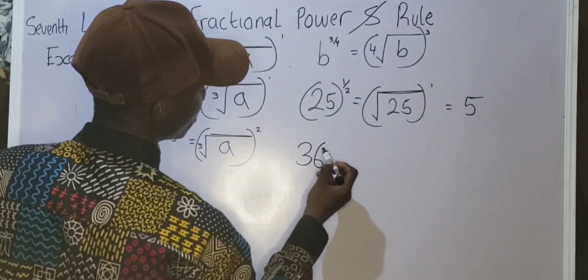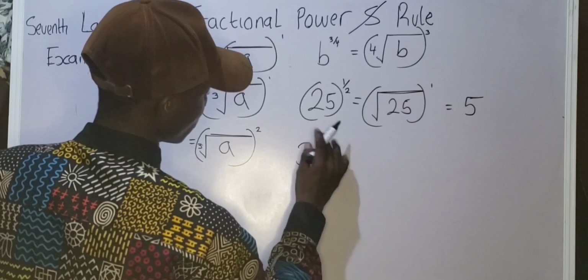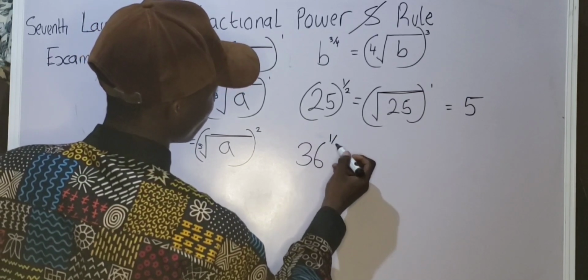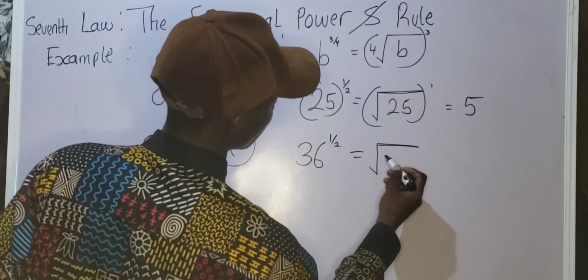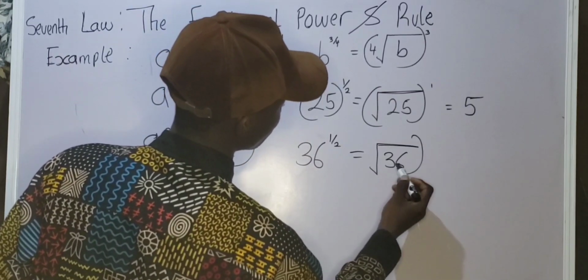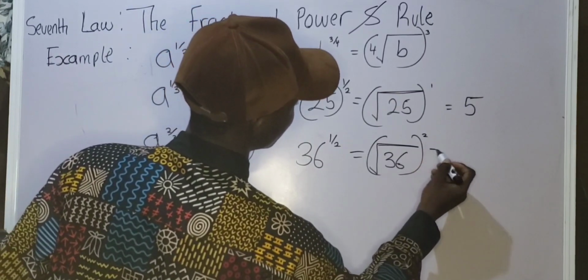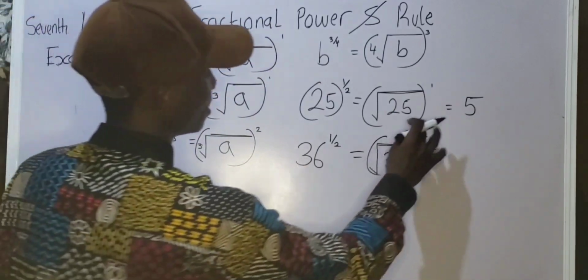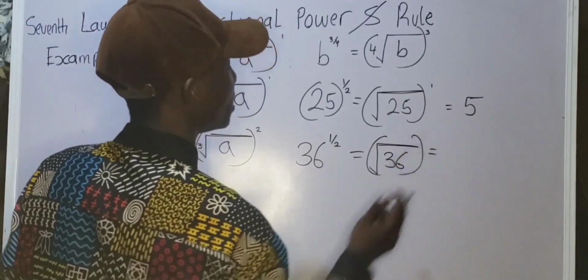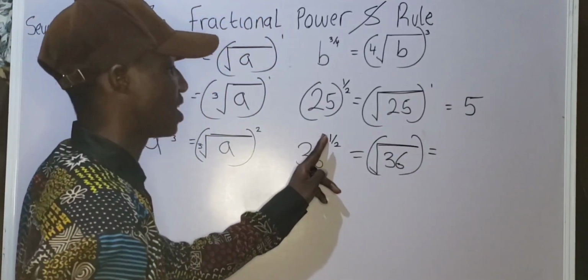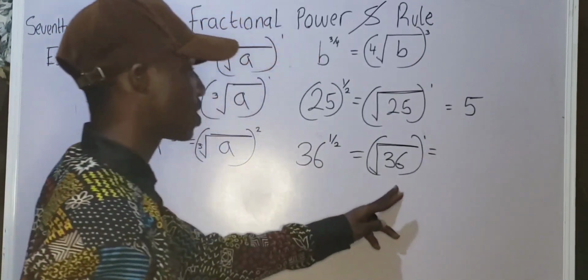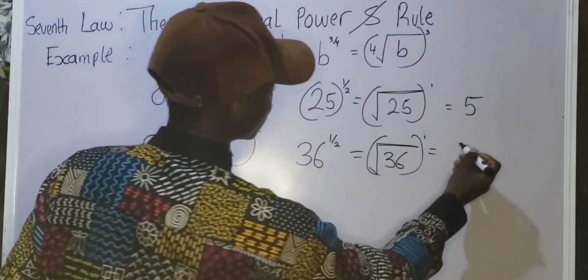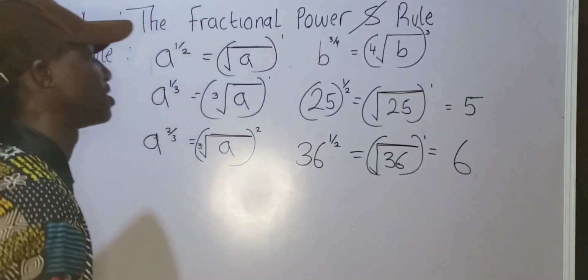36 raised to the power of 1 over 2. That will be the square root of 36 raised to the power of the exponent. You understand? Oh, sorry. The numerator of the exponent is what? 1. So this will be what? 1. So the square root of 36 is what? 6. So the answer to this is 6.